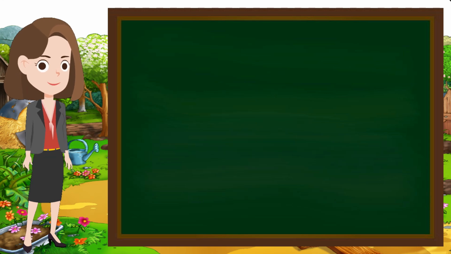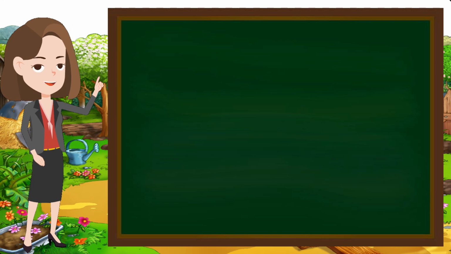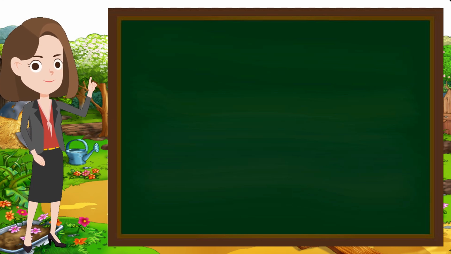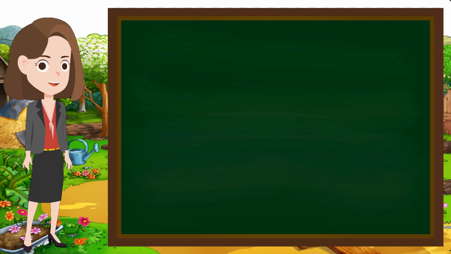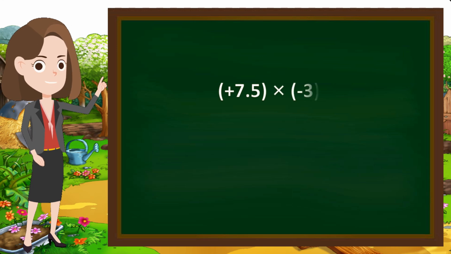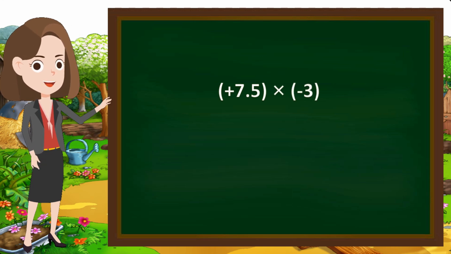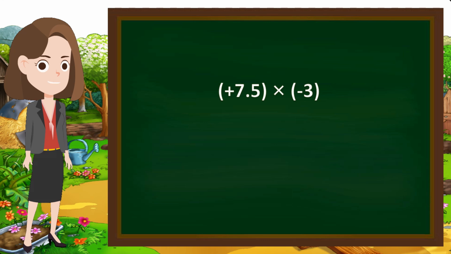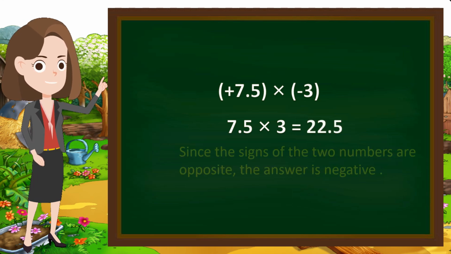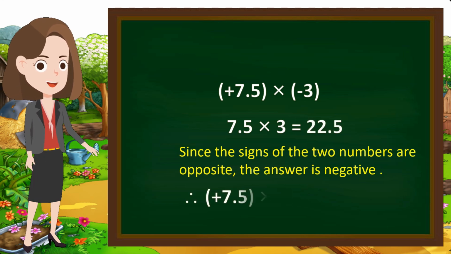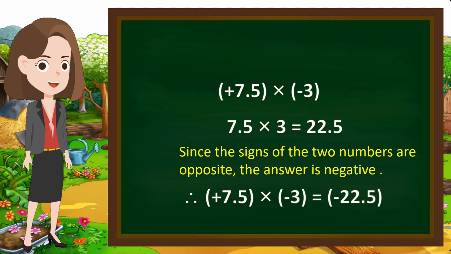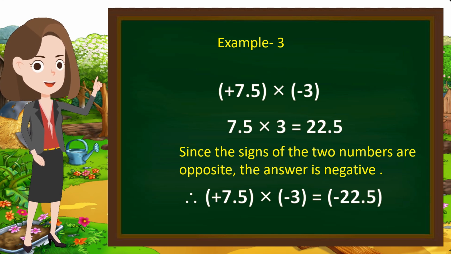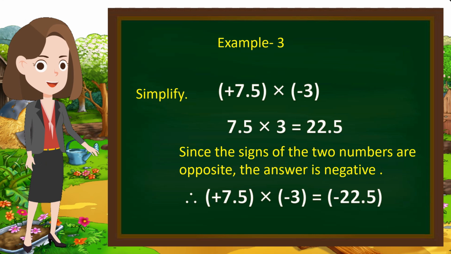Okay, good, my children. Let's consider the answer obtained by multiplying positive 7.5 by minus 3. Accordingly, we first multiply 7.5 by 3 in this way. Since the signs of these two numbers are opposite to each other, the answer obtained by multiplying plus 7.5 by minus 3 is minus 22.5.